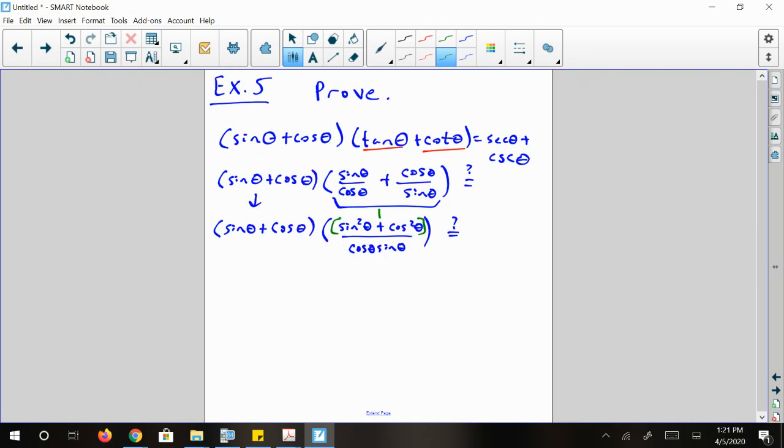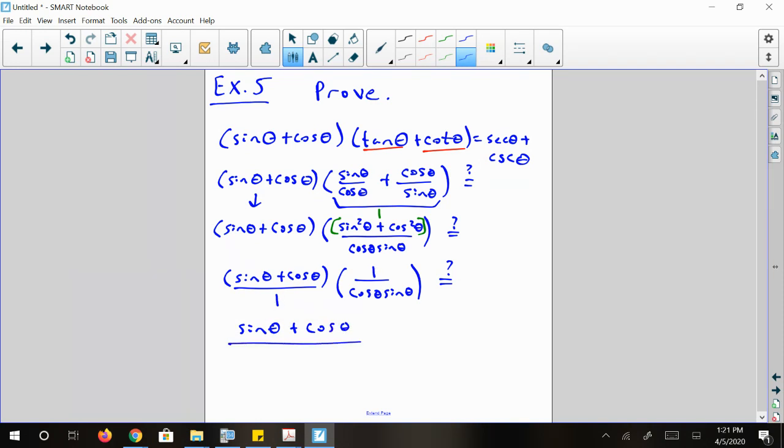Okay. So if I'm moving on to my next step here, now what I have is sine of theta plus cosine of theta times 1 over cosine of theta sine of theta. Now let's go ahead, for simplicity purposes, and put all of this on the same fraction. So this is going to give us sine of theta plus cosine of theta times 1. So we'll just keep it the same. And then on the bottom here, we'll have 1 times cosine of theta times sine of theta.